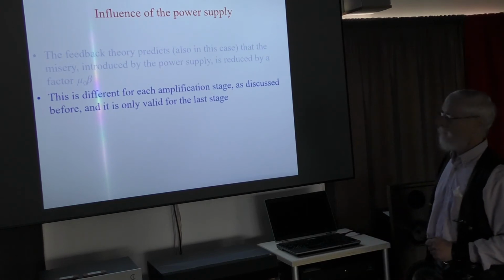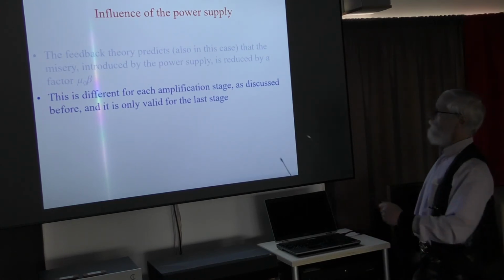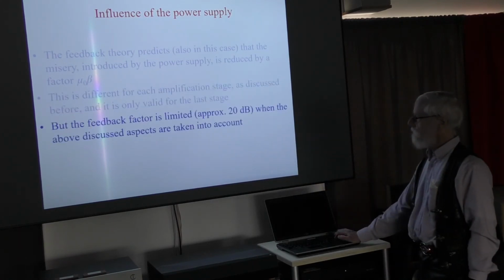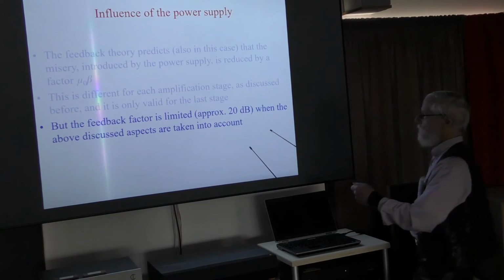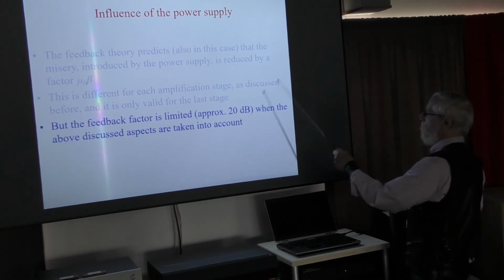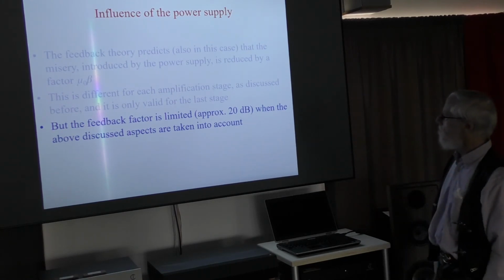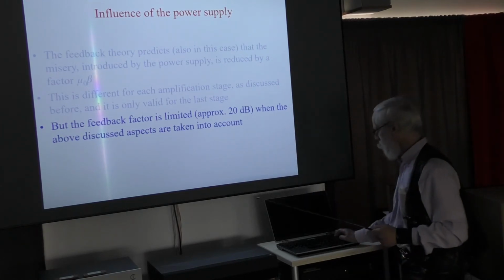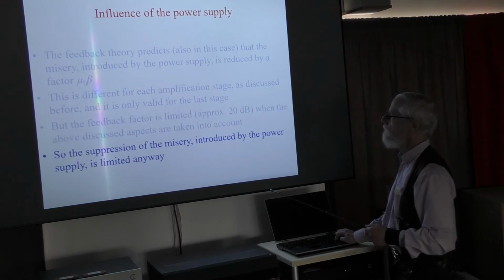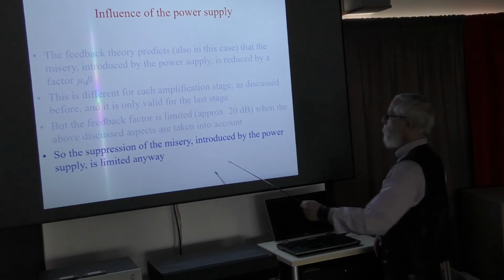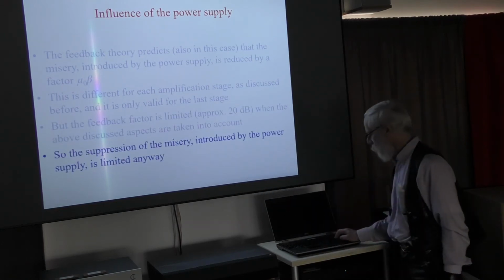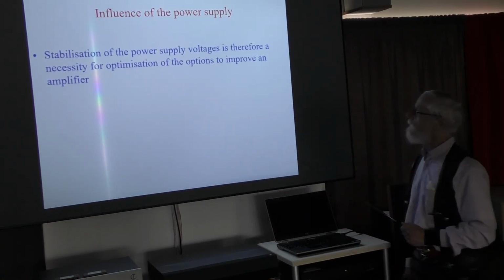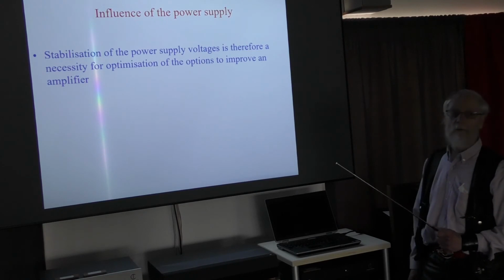But it's different for each amplification stage, so it's only valid for the last stage. And the feedback factor is limited, as we've seen before. Let's say, for ease of discussion, 20 dB, when only the above discussed aspects are taken into account. So the suppression of the misery introduced by the power supply is limited anyway. Stabilization of the power supply voltage is a necessity for optimization of the options to improve the amplifier.